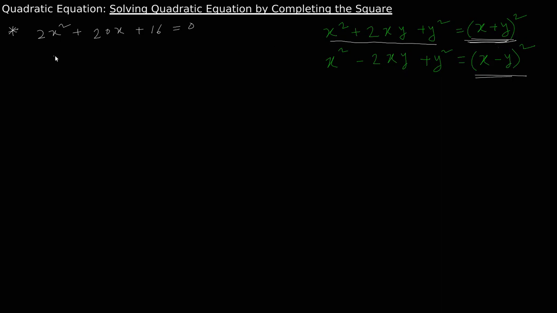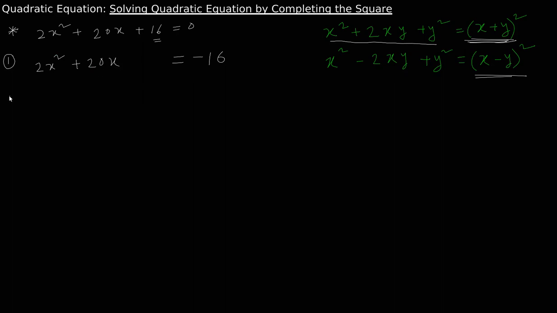Now whenever you are asked to solve a problem by completing the square, what you do at the first step is take this constant term to the right hand side. So if I take this 16 to this side, then it will be negative 16, and then let's keep the other two terms as they are. So this is my number one step.